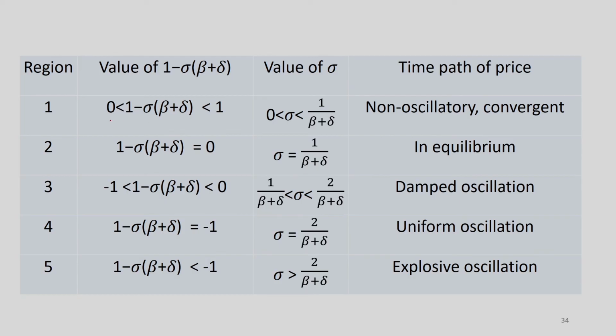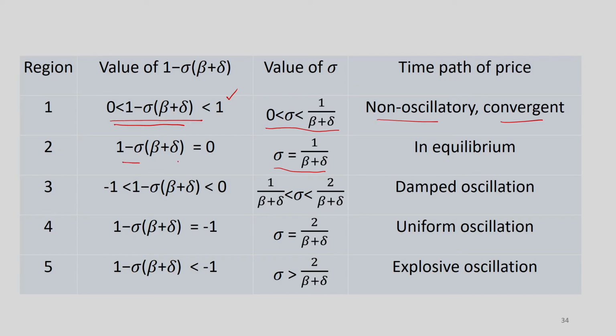And in each of these cases, these conditions, if we play around with them, then they turn out to be like these. The first region or the first condition turns out to be that sigma lies between 0 and 1 divided by beta plus delta. And this case, as we know, B lying between 0 and 1, it will give me a time path which is non-oscillatory and convergent, right. That comes from our initial results.